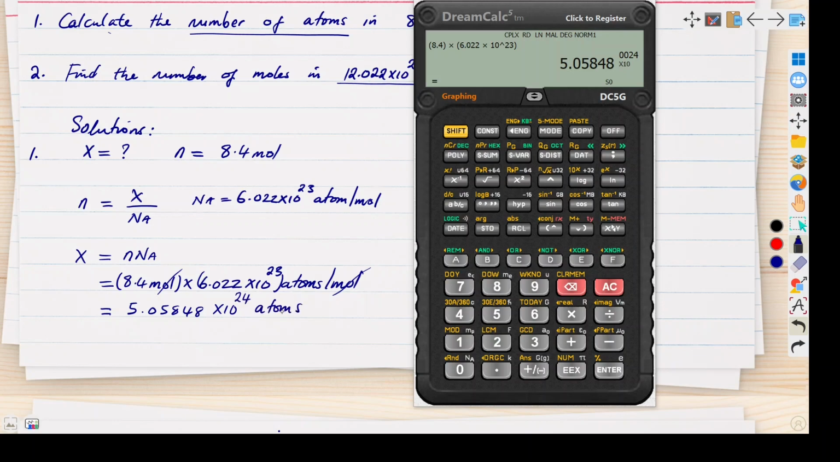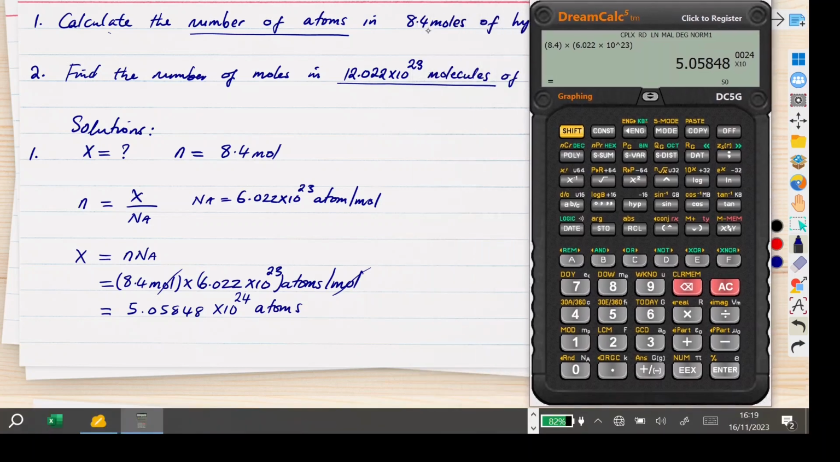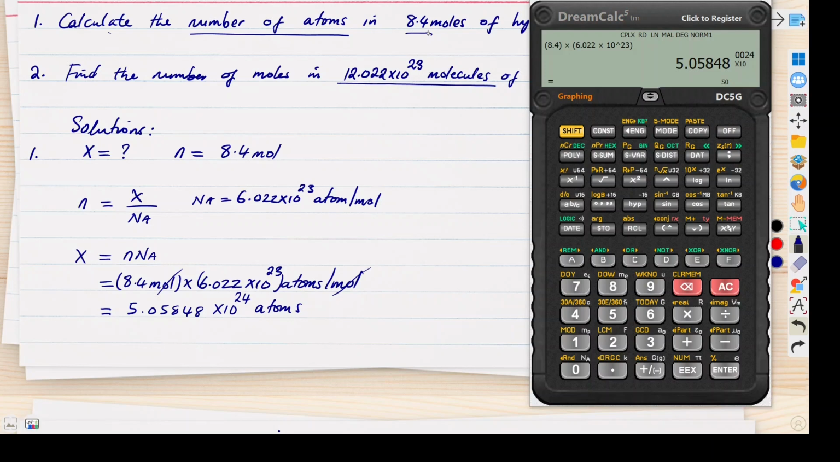Okay, then since in your question, this value has how many decimal places after the point? It has 1. So even here it should be 1. So you write 5.1 times 10 to the power 24 atoms as the answer here. Okay, you see, this is how it is done.